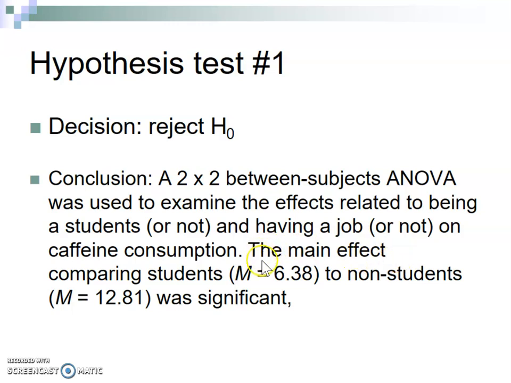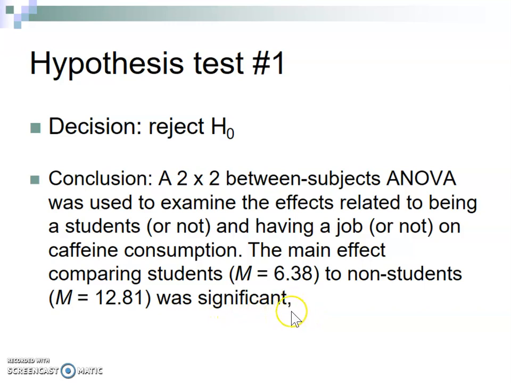So the way we would report these findings is we could say something like this, where the main effect comparing students, and there's the marginal mean for students, to non-students, there's the marginal mean for those non-students, and since we made the decision to reject the null hypothesis, we would say that that difference was significant.